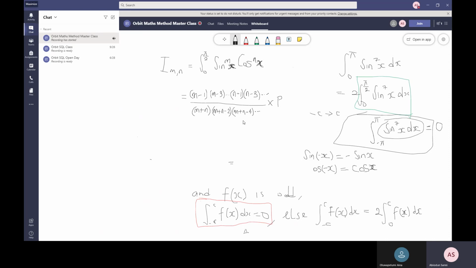Now, what is the condition for our p here? p is equal to pi over 2 if and only if, that's what IFF means, if and only if both m and n are even. It's pi over 2 if and only if both m and n are even.